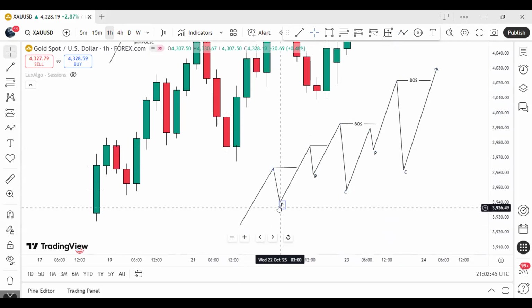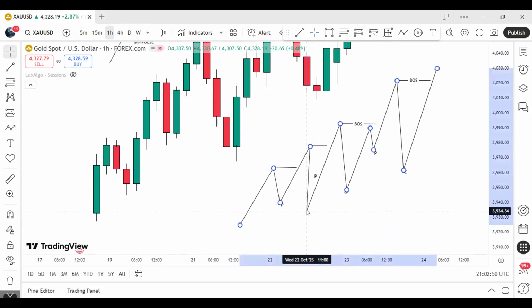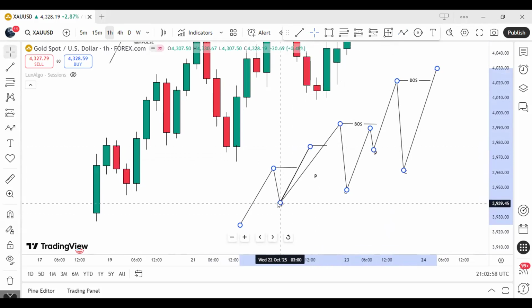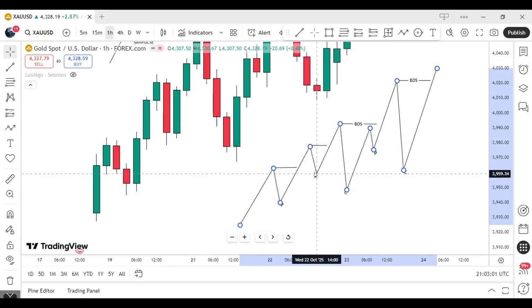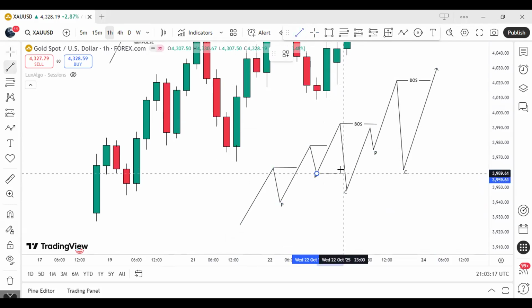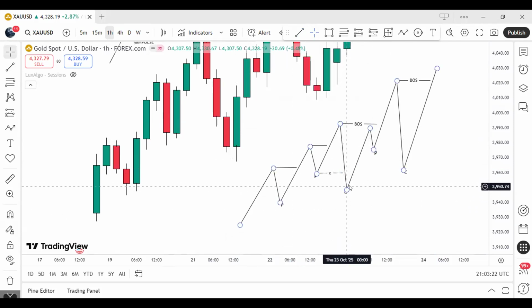Impulse, pullback, right? Now, if this was able to take out this here, they would have said this one to be a valid break of structure, right? But because this pullback could not take out this low here, rather, it just came all the way to this point and then reversed to the upside. Then this temporary reversal, which is this corrective move here, was able to take out this pullback here. So we have this taken out, and because this pullback was taken out, then this becomes our correction.